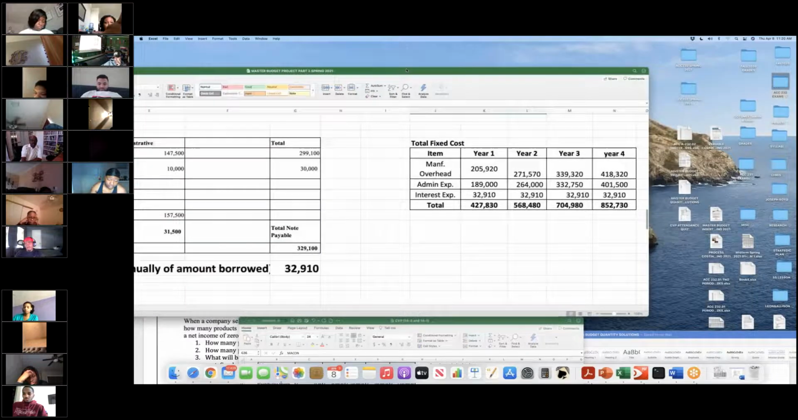Then you do your fixed cost schedule. Manufacturing overhead, administrative expense, interest expense, and you add all of these up to get your total fixed cost. On your project, in the course from now on, manufacturing overhead is fixed, administrative expense is fixed, interest expense. So you total those out.